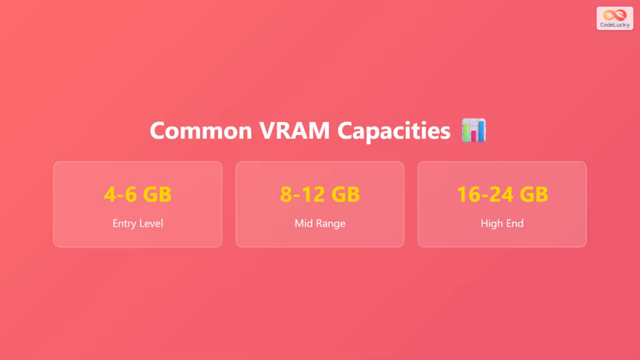Graphics cards come with different amounts of VRAM depending on their performance tier. Entry-level cards typically have 4 to 6 gigabytes of VRAM, which is sufficient for basic gaming and everyday tasks. Mid-range cards offer 8 to 12 gigabytes, suitable for higher resolution gaming and content creation. High-end cards feature 16 to 24 gigabytes or more, designed for demanding workloads like 4K gaming, video editing, and 3D rendering.